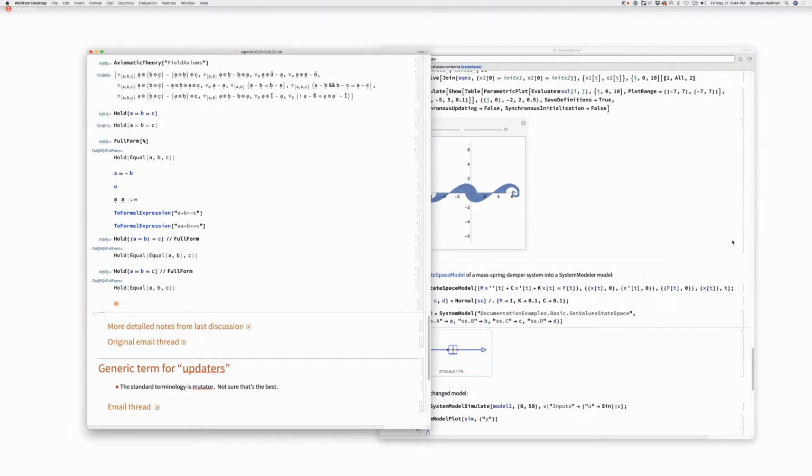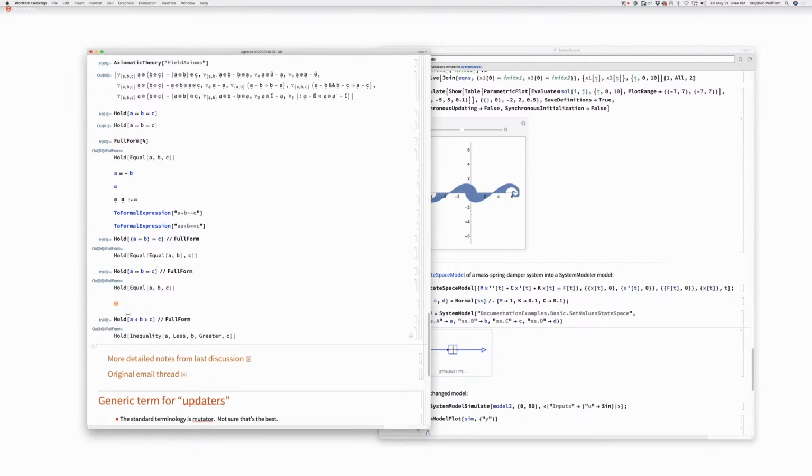I pasted something in chat that may or may not be relevant. Okay, and then do release hold of that.